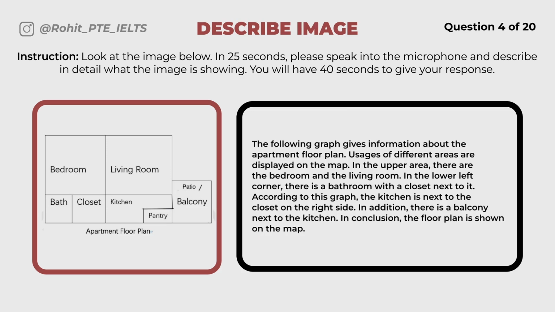The following graph gives information about the apartment floor plan. Usages of different areas are displayed on the map. In the upper area, there are the bedroom and the living room. In the lower left corner, there is a bathroom with a closet next to it.